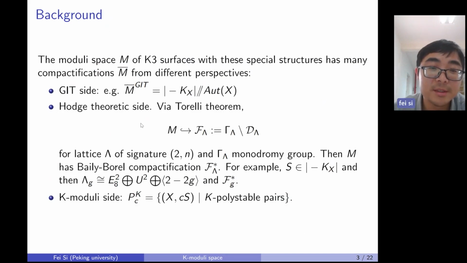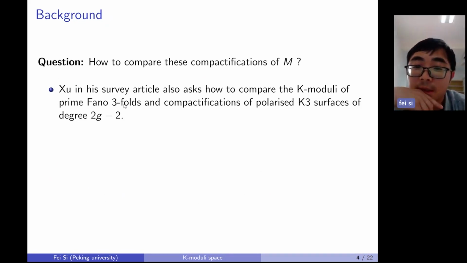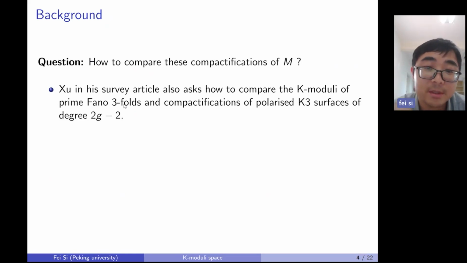So this question can also be asked for any Fano geometries related to some K3 surface with additional structures, not necessarily viewing the K3 as an anti-canonical section, but also viewed as a double cover of some Fano surface, that is, the del Pezzo surface.